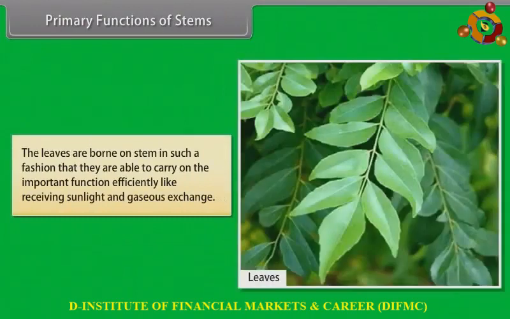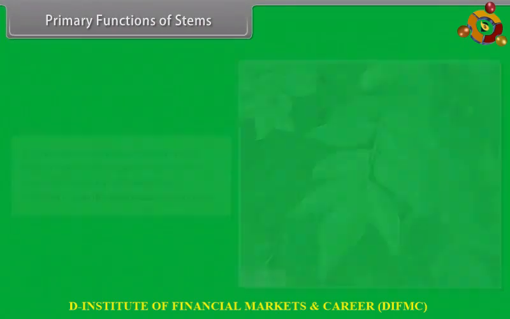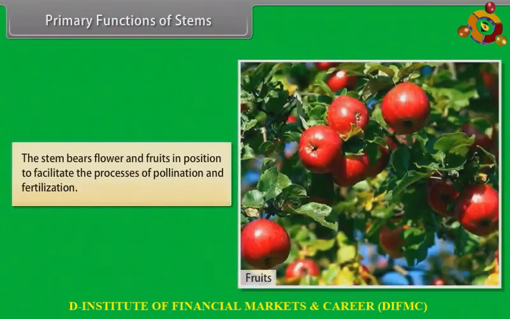The leaves are borne on the stem in such a fashion that they are able to carry on important functions efficiently, like receiving sunlight and gaseous exchange. The stem bears flowers and fruits in position to facilitate the processes of pollination and fertilization.